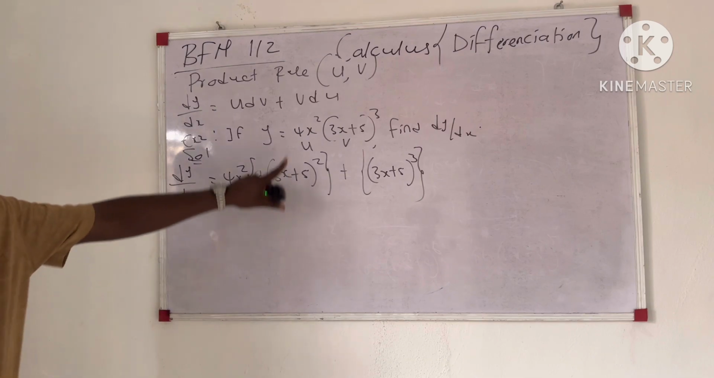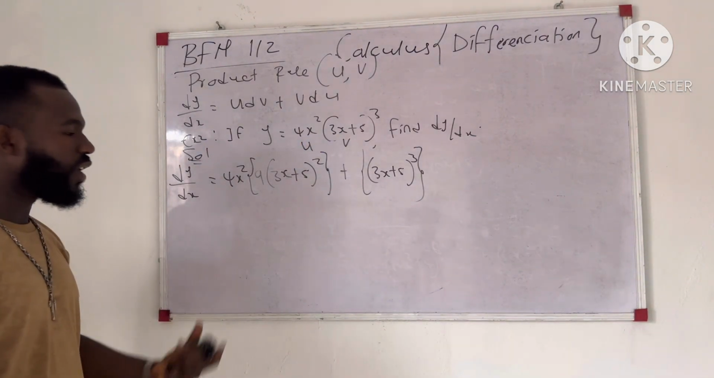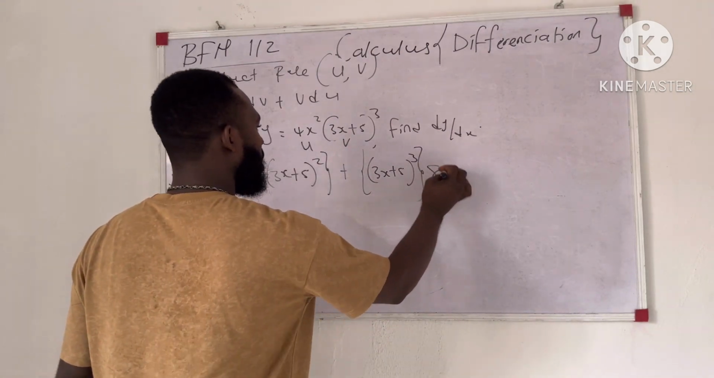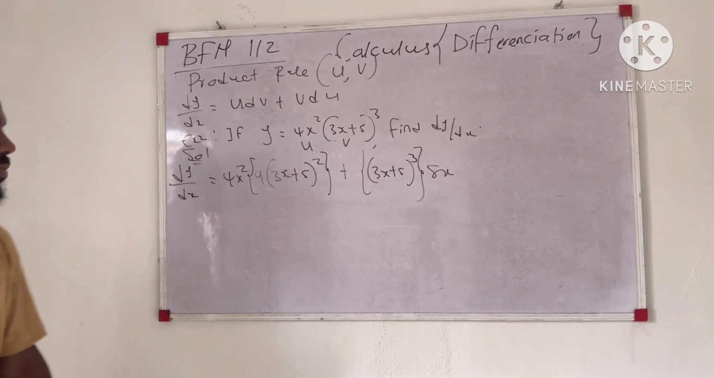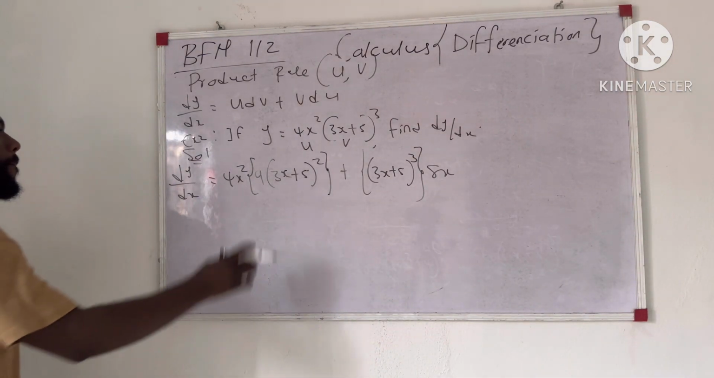What are we differentiating, class, now? We're differentiating u. And what is our u? 4x raised to the power 2. So if we differentiate 4x raised to the power 2, we are going to get 8x. So class, what do we do now? Without wasting time, let's open the brackets.